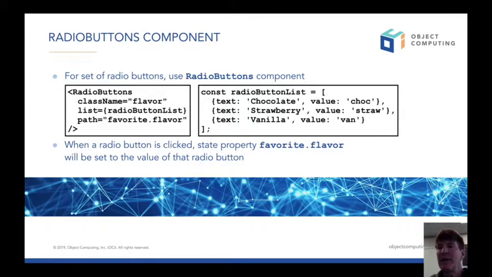For a set of radio buttons, use the radio buttons component. In this example, we want to update the state property flavor to a selected radio button value. Radio button list is an array of objects that have text and value properties as shown here. When a radio button is clicked, the state property flavor will be set to the value of that radio button.